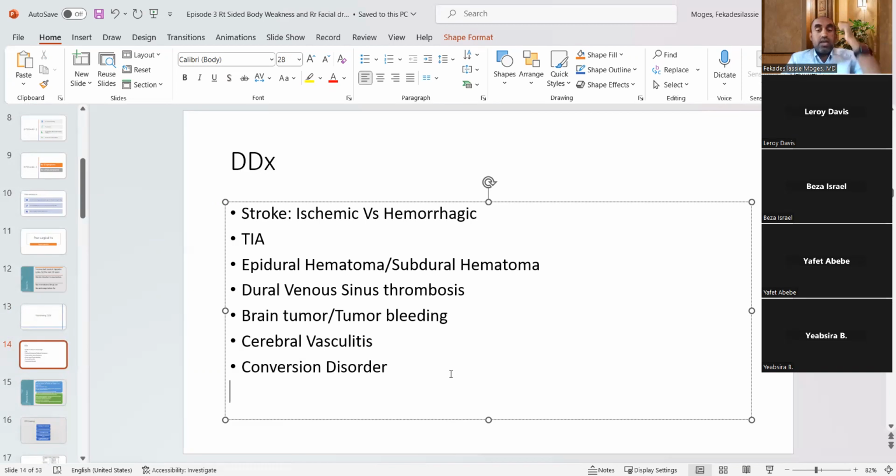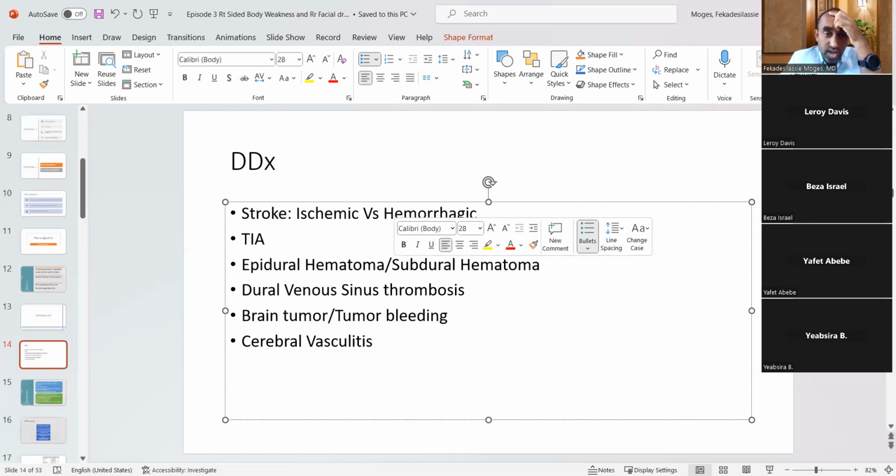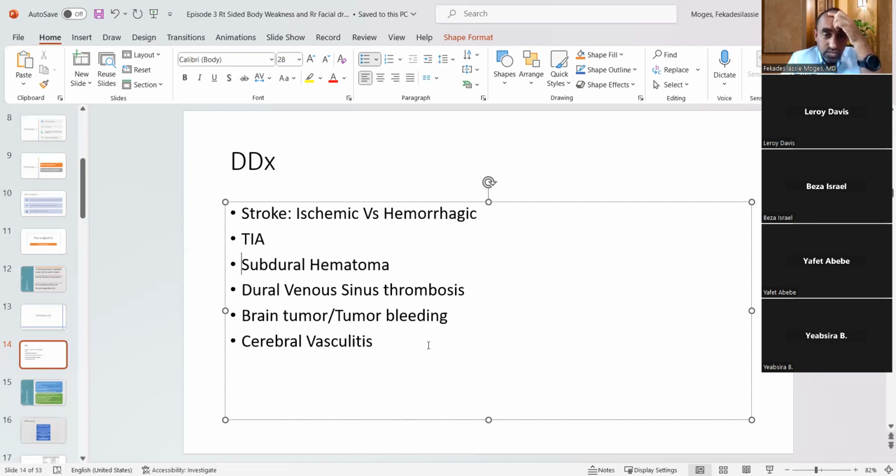You can also add. I'd like to remove conversion disorder. Conversion disorder, less likely, right? There was no such strong risk factor for conversion disorder. Epidural hematoma, yes. There is no such risk factor for epidural hematoma. No history of trauma, right? What else?